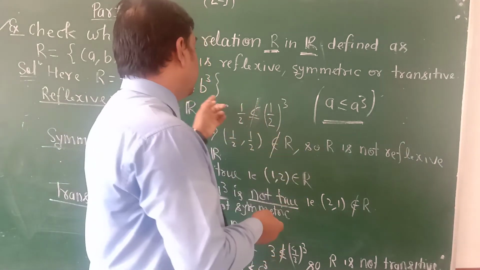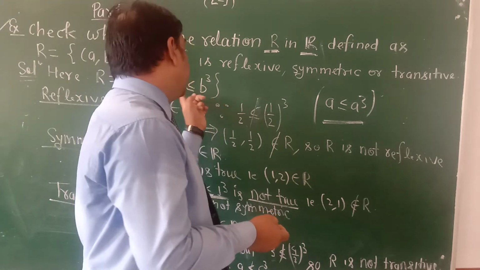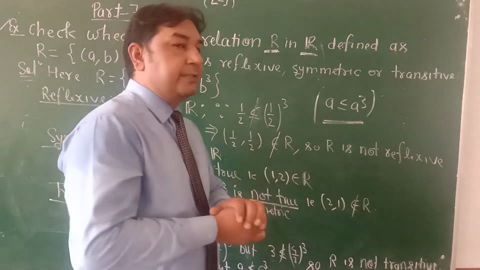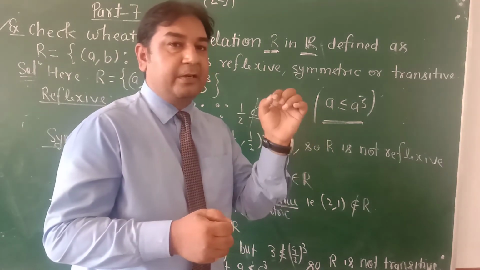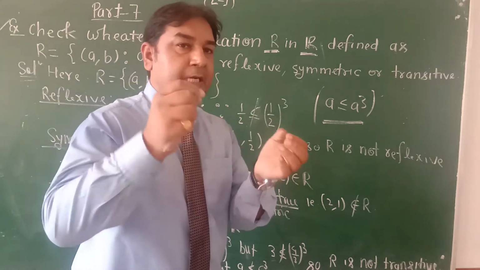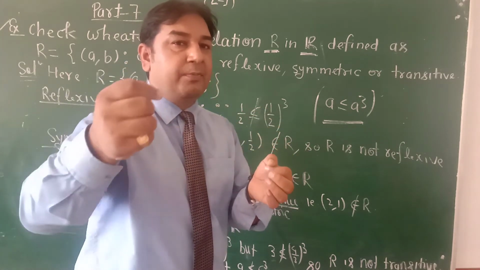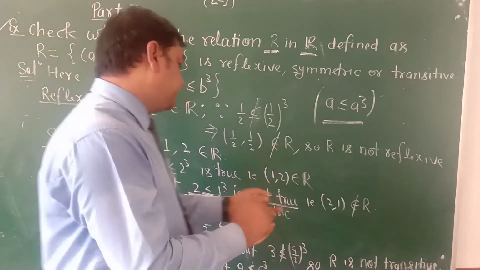If you remember, the relation a is less than or equal to b cube and the relation a is less than or equal to b square, you find this relation is neither reflexive, nor symmetric, nor transitive. So you have to choose those numbers which are not satisfied. For this you have to practice, then you can solve this type of problem.